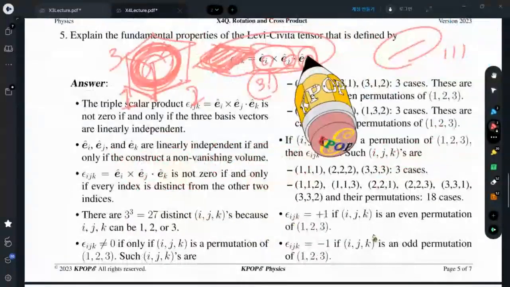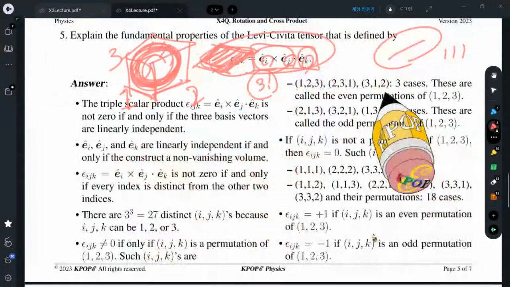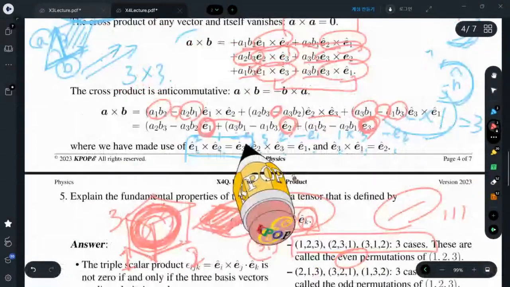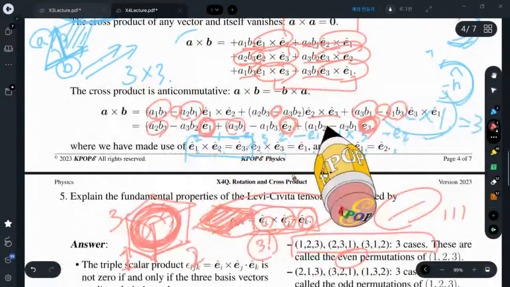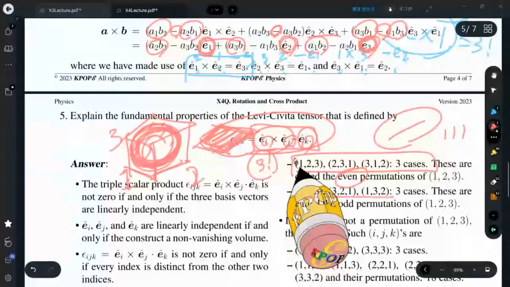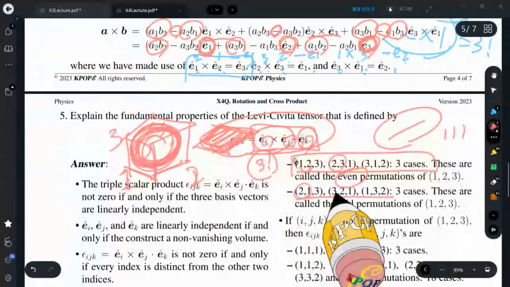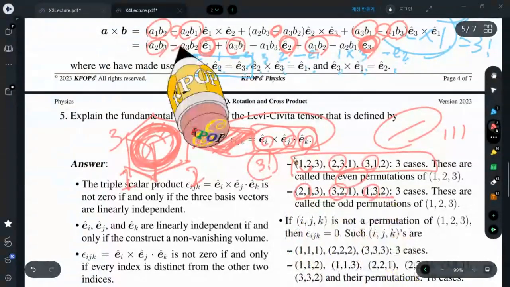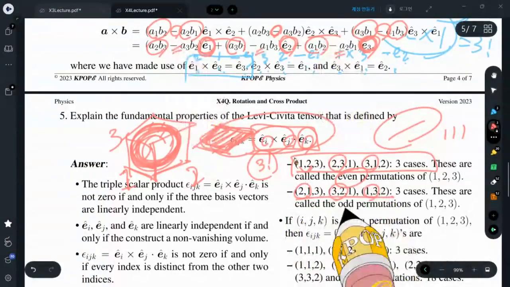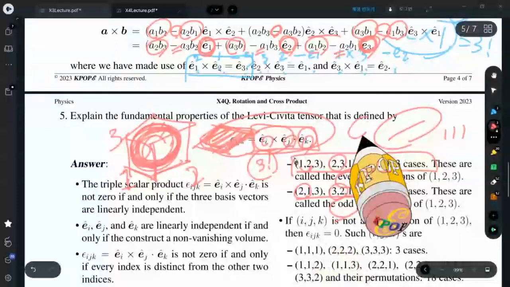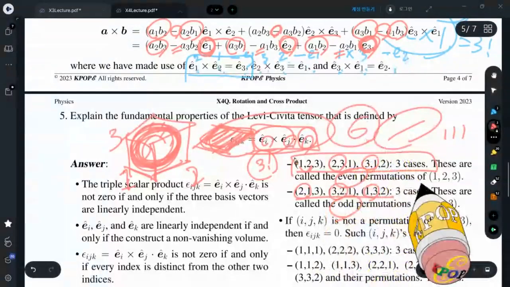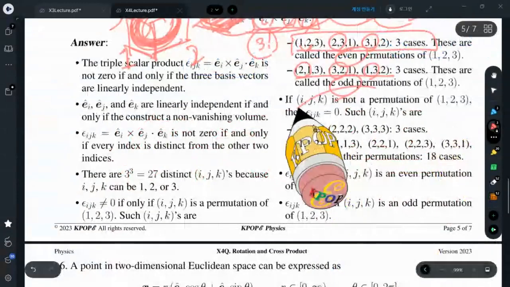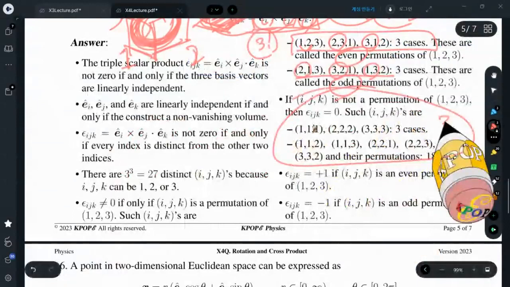There are 6 permutations, and the 3 permutations called even permutations have a positive sign. We exchange these 2 to find 2, 1. Exchange these 2 to find 3, 2. Exchange these 2 to find 1, 3. They have the opposite sign. Therefore, we call it an odd permutation. So 6 permutations consist of 3 even permutations and 3 odd permutations. The remaining 21 pieces are all vanishing.